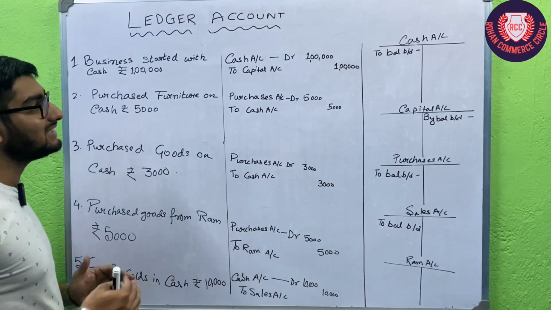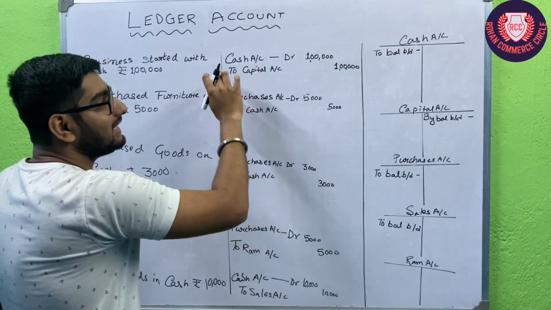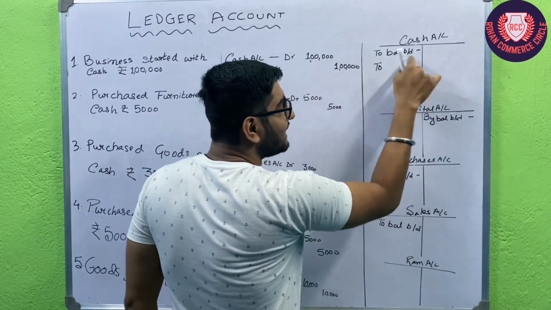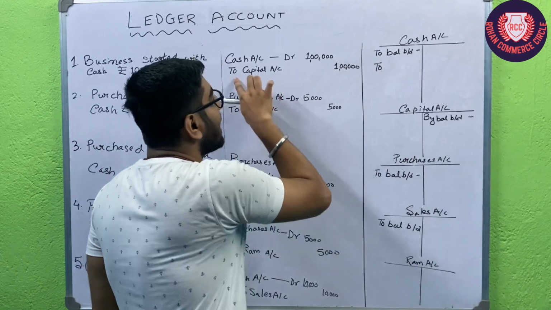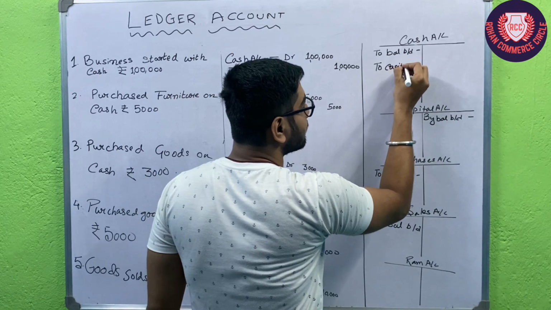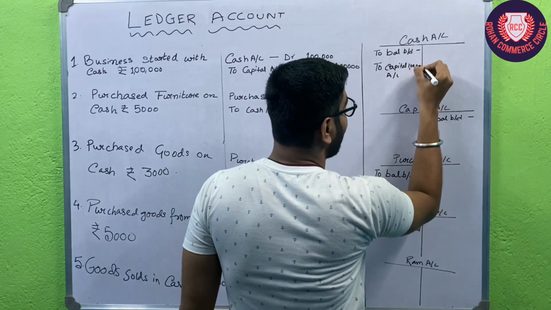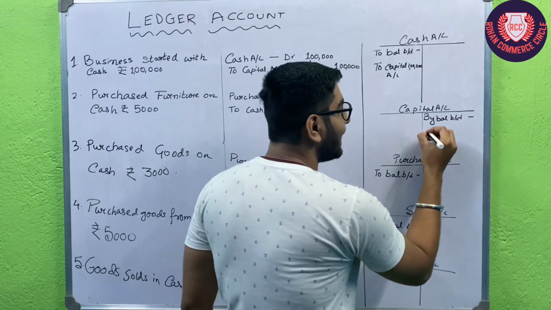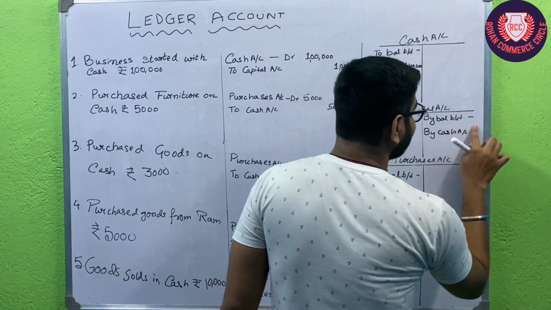So basically cash is coming. So in cash account we will write to capital account. Okay, the balance will be to balance BD. If there is some balance, we have to write to balance BD over here. So in cash account we will write to capital account, and the amount will be 1 lakh. And now in capital account we have to record it by cash. Okay, that is very important, students. By cash 1 lakh.